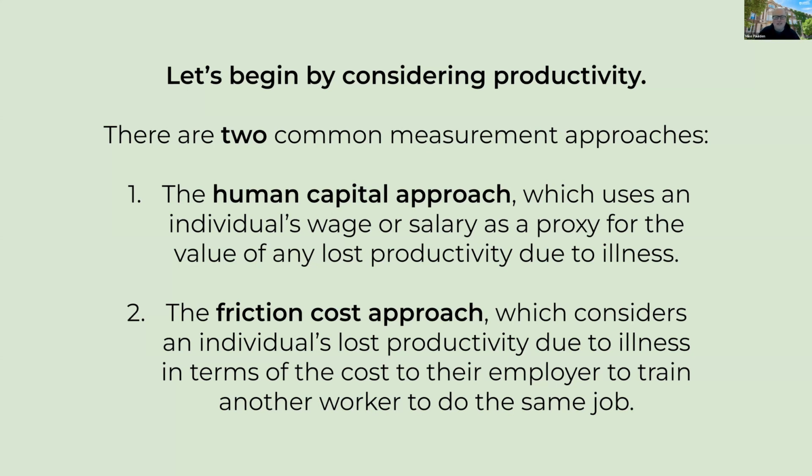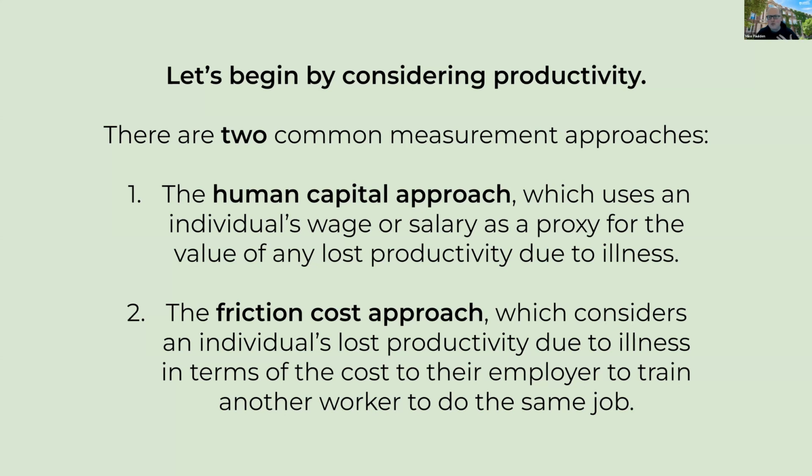Whereas the second approach would say, well, hang on a moment. There might be a pool of unemployed labor. And if one worker is sick, perhaps we can train another worker to do the same job. And so we haven't actually lost all of that productivity. It usually would result in a smaller productivity loss, that friction cost approach.